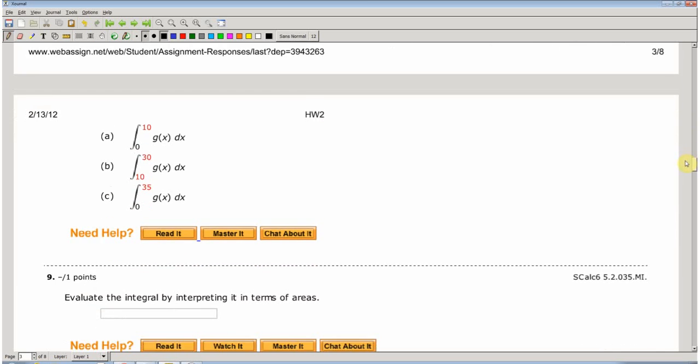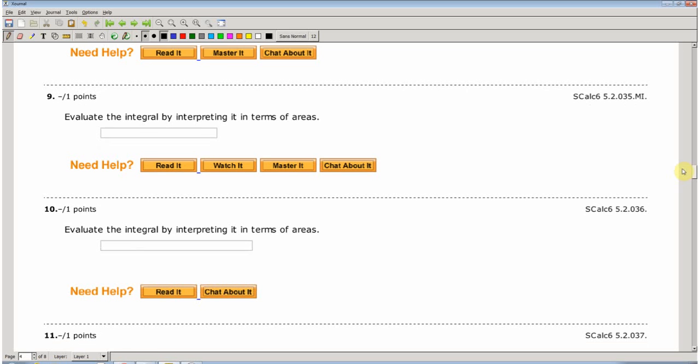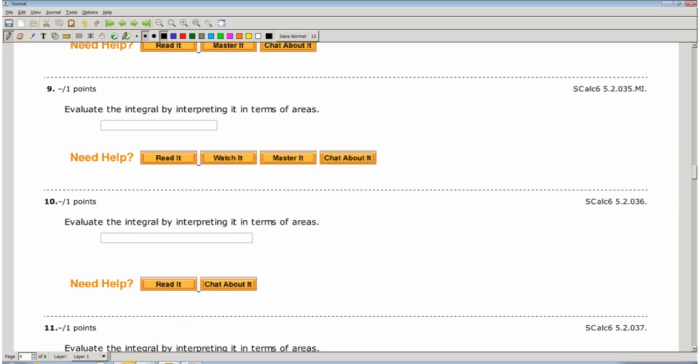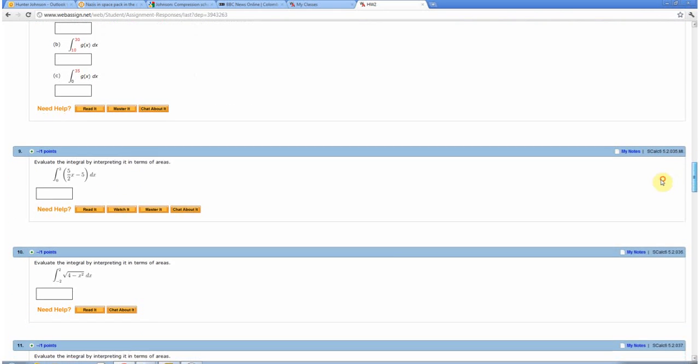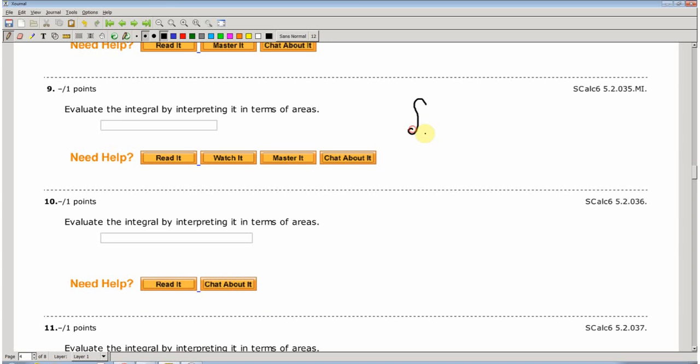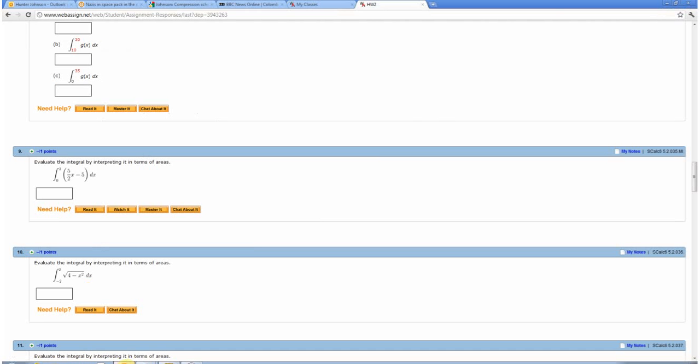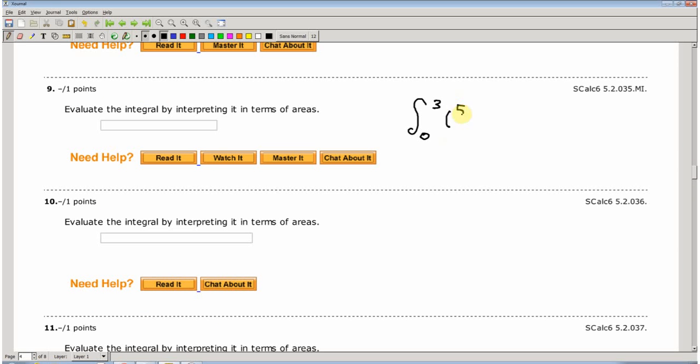Alright, so here is number 9. Evaluate the integral, and I can't see the integral, so I have to copy it off the other sheet. Hold on a second. So I'll go down to number 9, and the integral is the integral from 0 to 3. Okay, so I think I've got this right. So it's the integral from 0 to 3 of 5/2 x minus 5 dx.